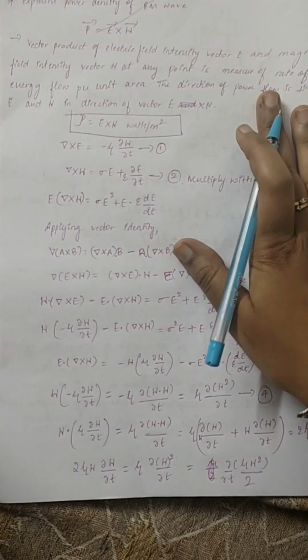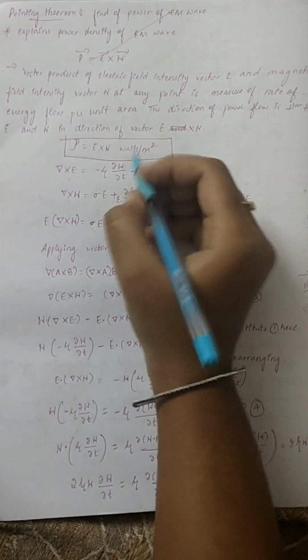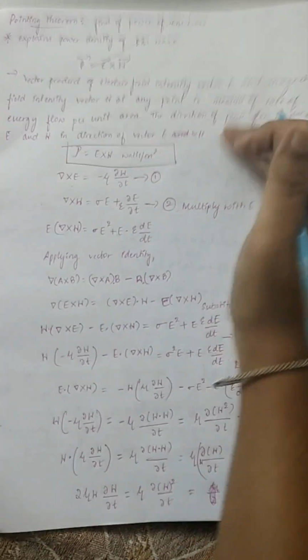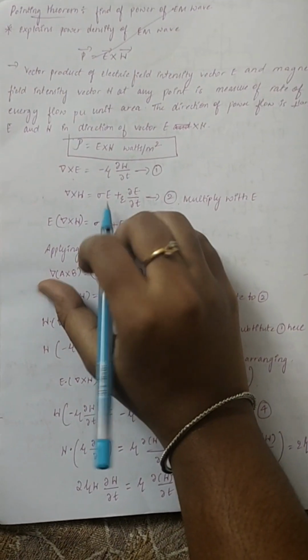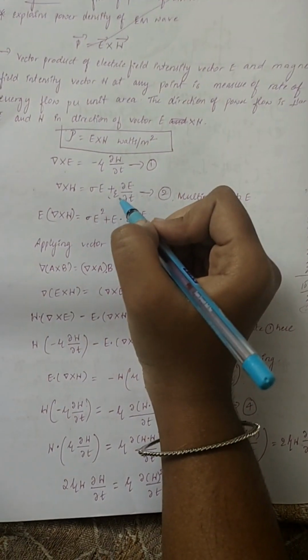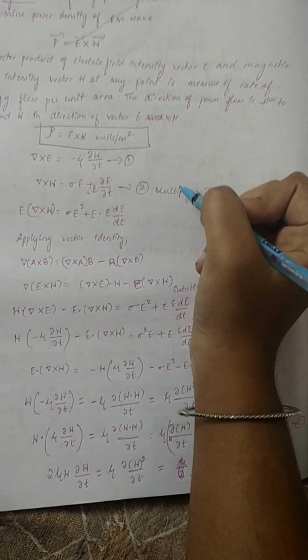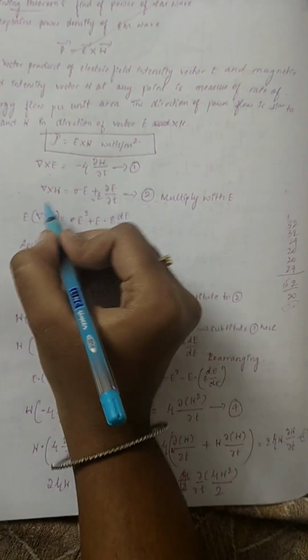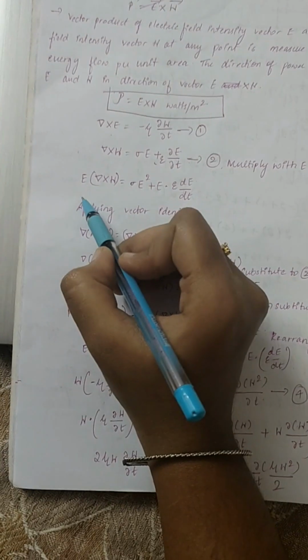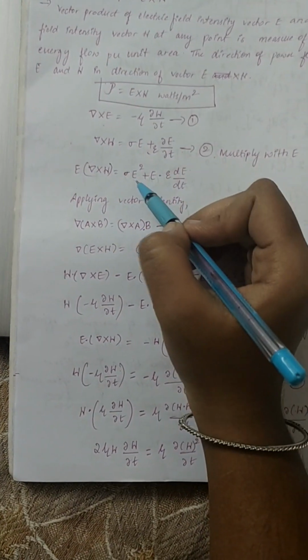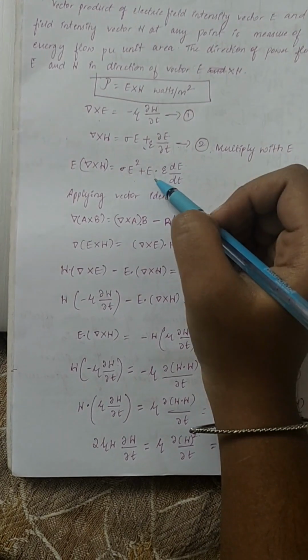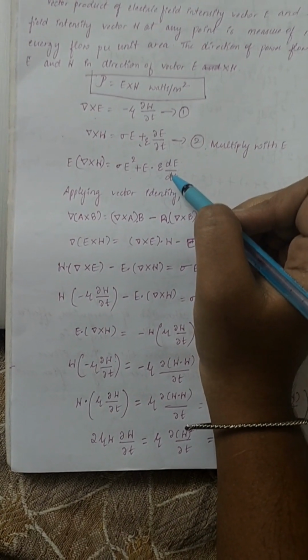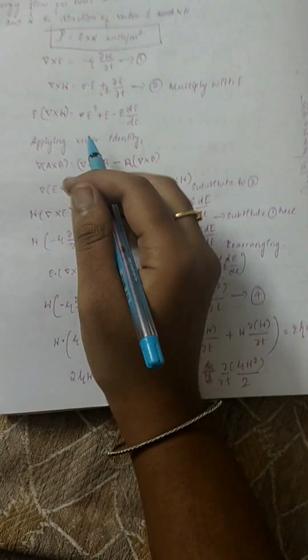To derive this, first we will take del cross E is equal to minus mu dH by dt, this as equation 1. Then del cross H is equal to sigma E plus epsilon del E by del t. This is equation 2. Now, for this equation 2, multiply E on both sides. For del cross H, I'm multiplying E, and for sigma E, I'm multiplying E, that becomes sigma E square. And for the last term, I'm multiplying E, that is E dot epsilon d by dt. Okay, next we are applying vector identity.